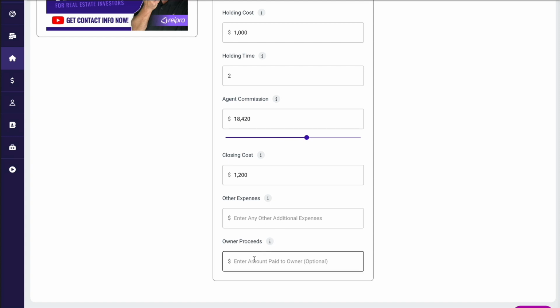And at the very bottom is any kind of proceeds that you may want to work out with the owner. Now, if I don't add any proceeds, what we're basically doing is stopping the foreclosure, saving their credit for 10 years, and getting them out of this situation.